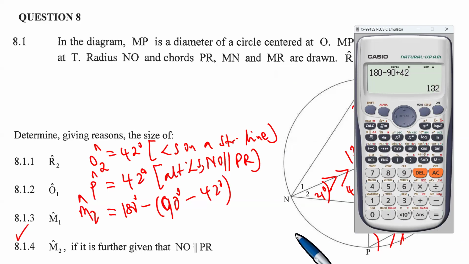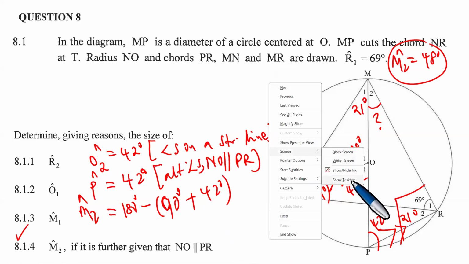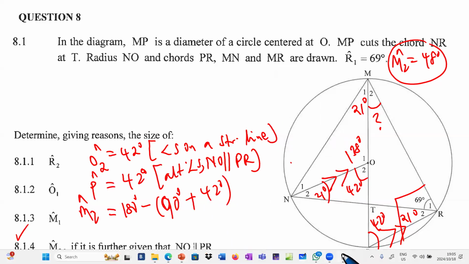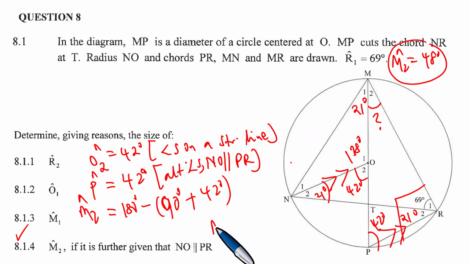And this is exactly that. So you must add this one. Right, you must add this. So in other words, you will then say 180 degrees minus 90 degrees minus 42 degrees. 48 degrees exactly. So the angle M2 is actually exactly equal to 48 degrees there.